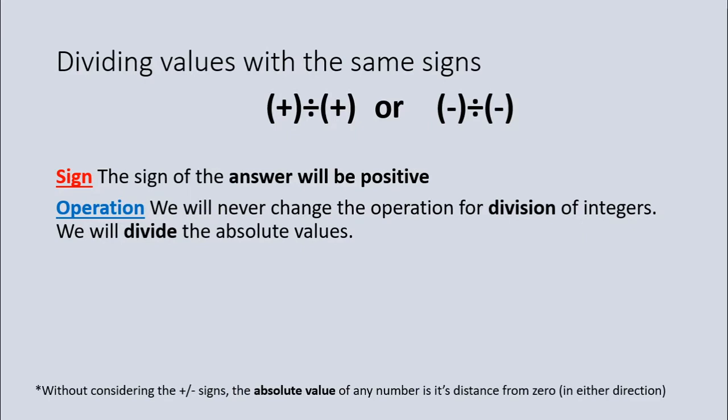We talked about absolute values in our first lesson on adding and subtracting integers. Absolute values are just the value of a number when you ignore the plus or minus sign. So it's that value's distance from 0. Example A, I'm doing positive 8.4 divided by positive 0.7. Because the signs are the same for this division, I know that my answer will be positive. So let's start there. Positive 8.4 divided by positive 0.7 will be positive something.